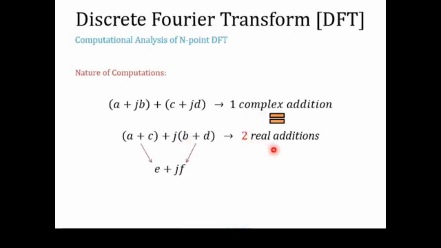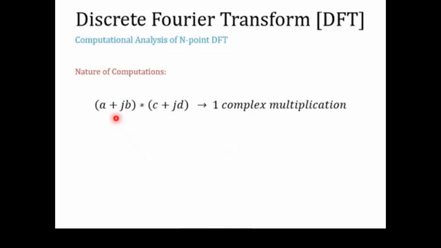Whenever it is required to perform one complex addition operation, it means that our computer will need to perform two real addition operations in order to provide the final result. We have to add A and C, and similarly we have to add B and D, which will make it two real addition operations.